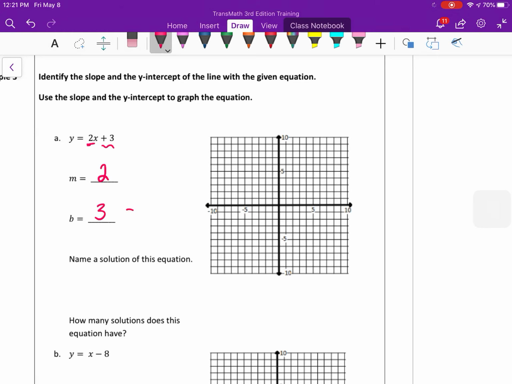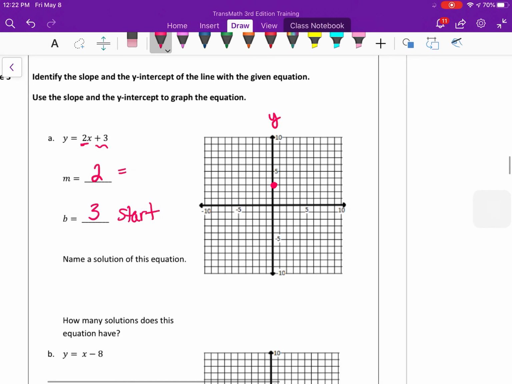So to graph this, you start at the y-intercept. That means on the y-axis, you start at positive 3. So you go from 0, you go up 3, 1, 2, 3. Then your slope is 2, or 2 over 1. So up 2 over 1. Start at the 3 point, and you go up 2 to the right 1, and you put another dot there.